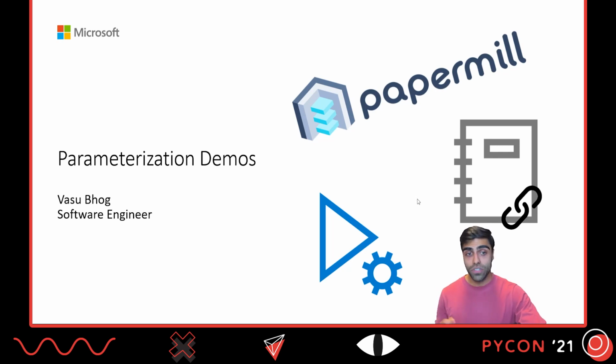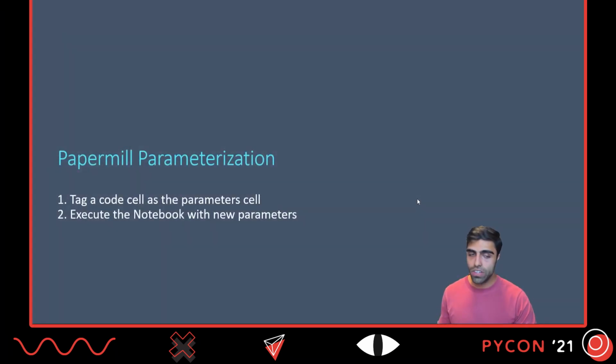In order to do that, we need to ensure that we follow their two fundamental concepts. Tagging a cell with the tag parameters indicates that you would like this notebook to be parameterized. This will ensure that when you execute the notebook using either the Papermill Python API or the Papermill command line execution, it will inject the new parameters properly after the designated parameter cell.